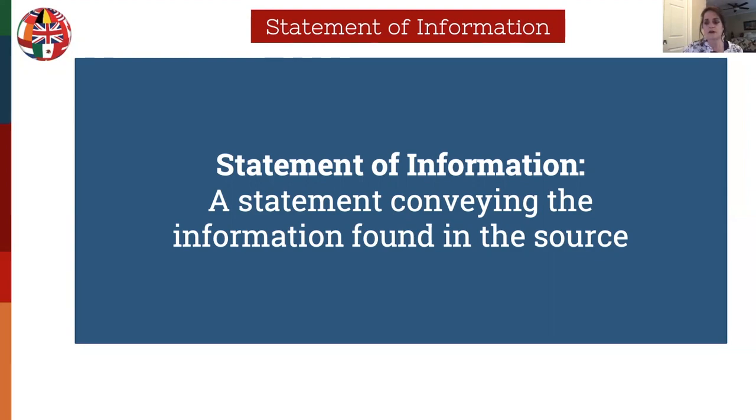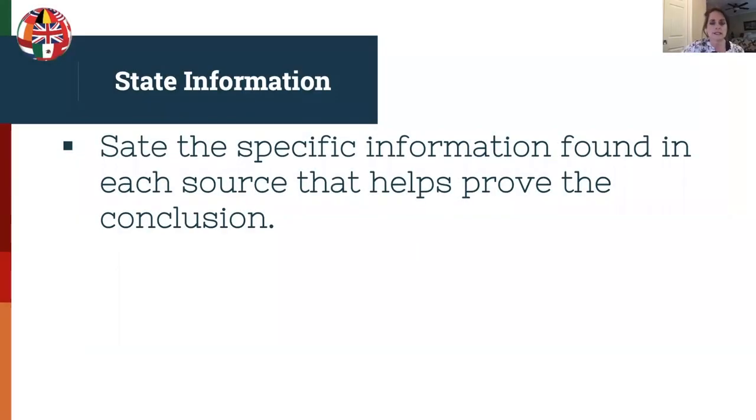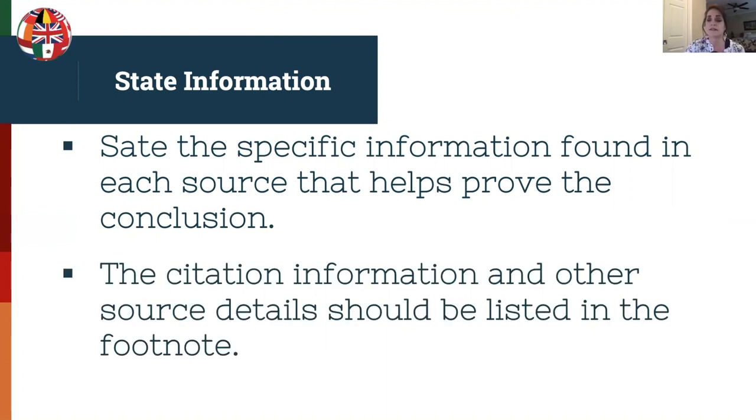And so make sure that you are stating the specific information found in each source that helps prove the conclusion. Avoid listing other information found in the source that doesn't pertain to the proof objective. And remember that the citation information and all of the other source details should be listed in the footnote and not in the body of the report or in the analysis.